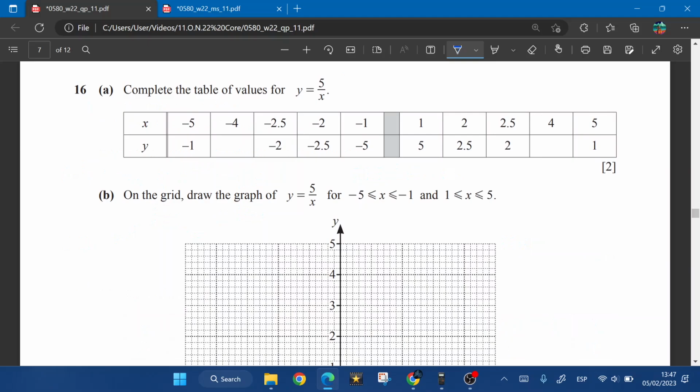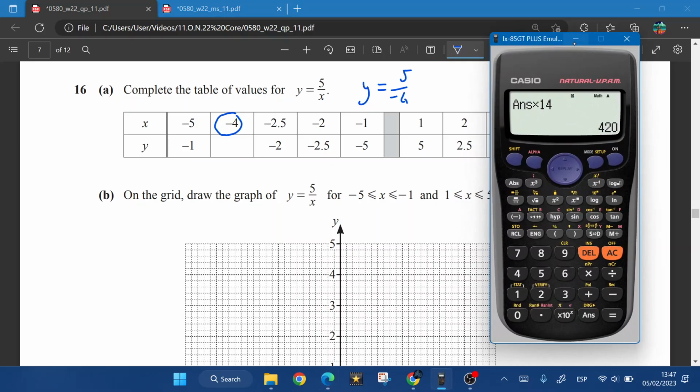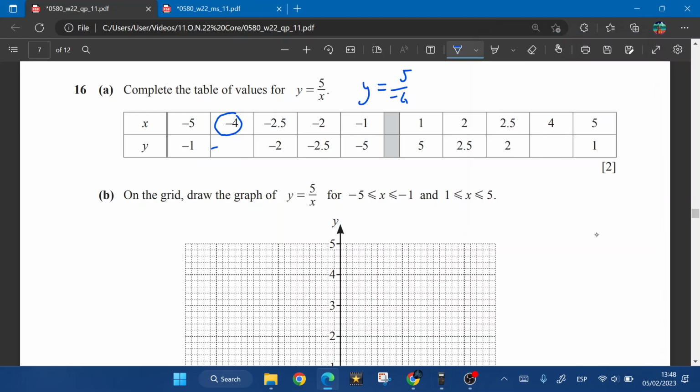Question 16. We start off by just doing substitution. Alright? To find what y is when x is minus 4, we change it in the equation. They give us the x for a minus 4. Now, we can just write 5 over minus 4. Okay, on the calculator it will give us that. If you want to change it to a decimal value, you can. Maybe that will be easier when you plot the points. Okay, but you can write it as a fraction if you want.